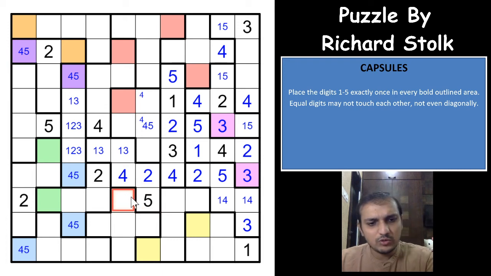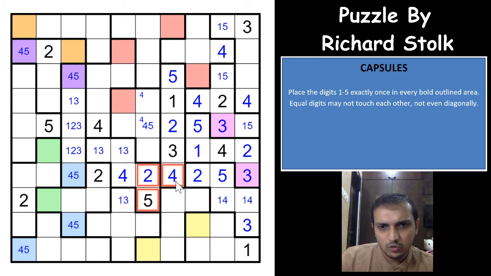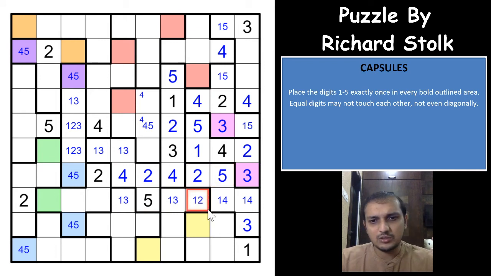4, 2, 5, this cell would have to be 1, 3. 2, 4, 5, this cell would have to be 1, 3. Wow. So you got a 1, 3 pair, which means these 3 cells would have to be 2, 4, 5. So yellows are same, right? So this would also have to be 2, 4, 5.